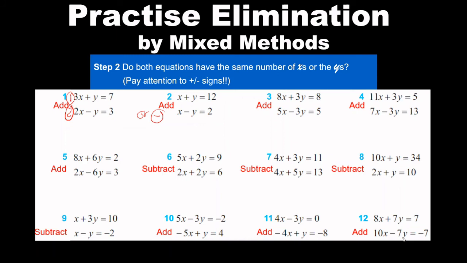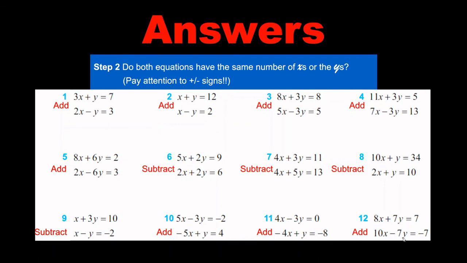I hope you had a chance to hit pause, because here come our answers. For question 1, you eliminated those y's and you found the x first. For question 2, you may have eliminated the x's by subtracting and found the y first, or eliminated the y's by adding and found the x first. For question 3, we added to eliminate the y's. For question 4, we added to eliminate the y's.